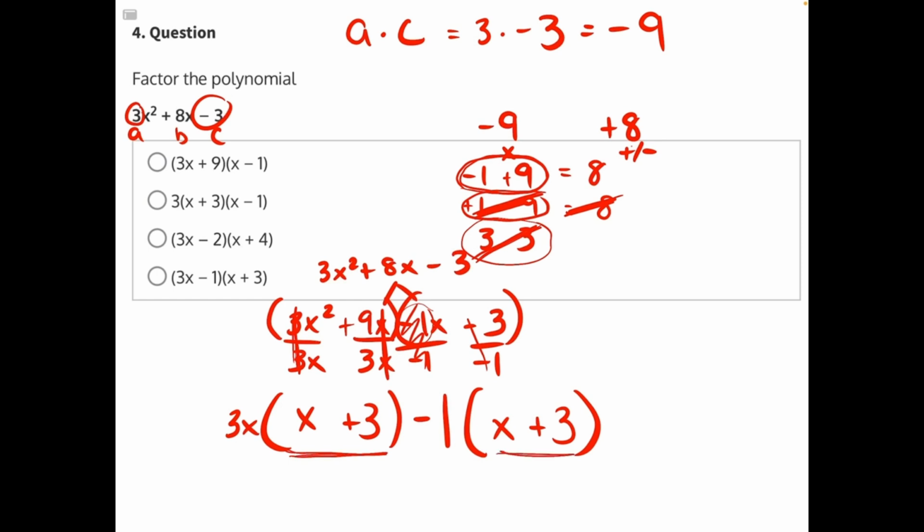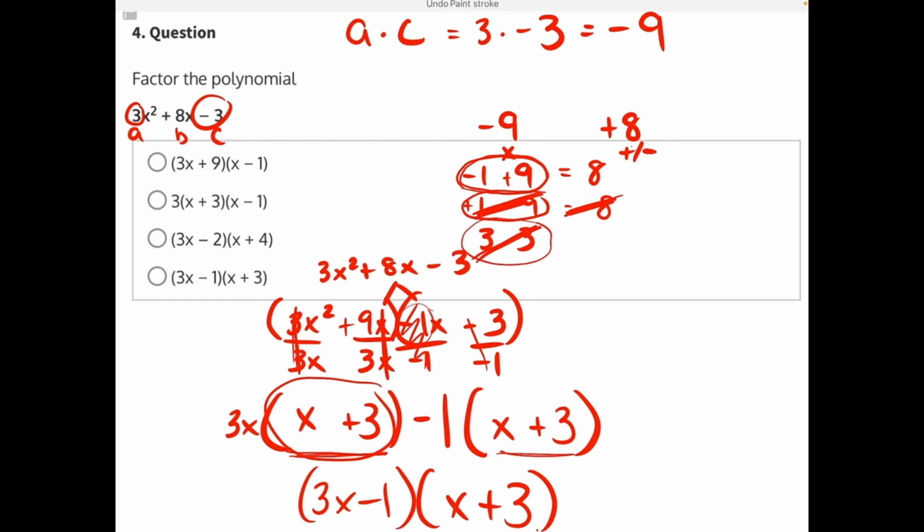So we can rewrite this expression one more time as 3x minus 1, taking both of the factors we pulled out and putting them together, times x plus 3, the factors in the parentheses that were identical. And that is the fully factored form of this polynomial, making D the correct answer.